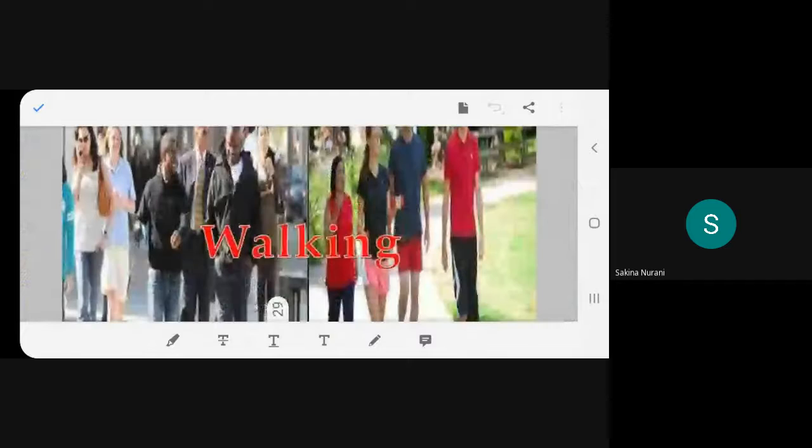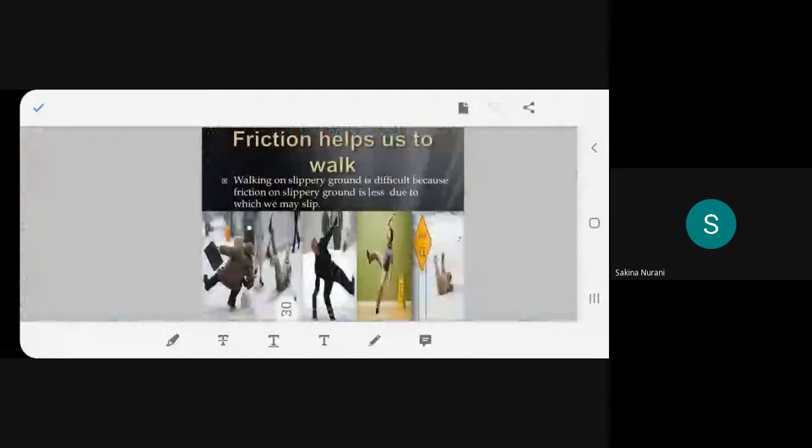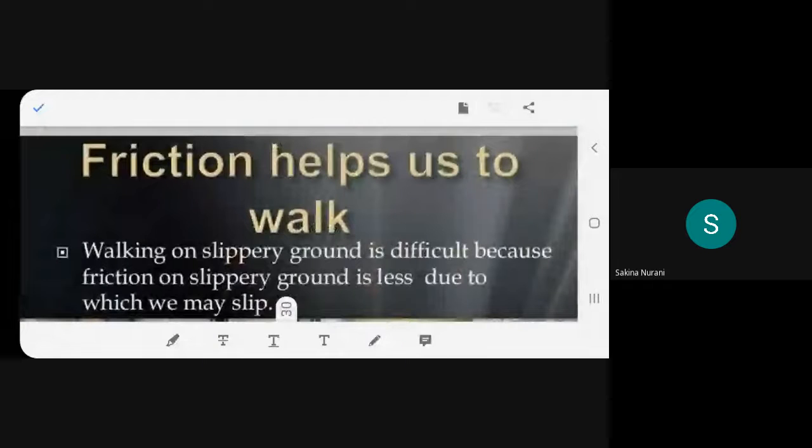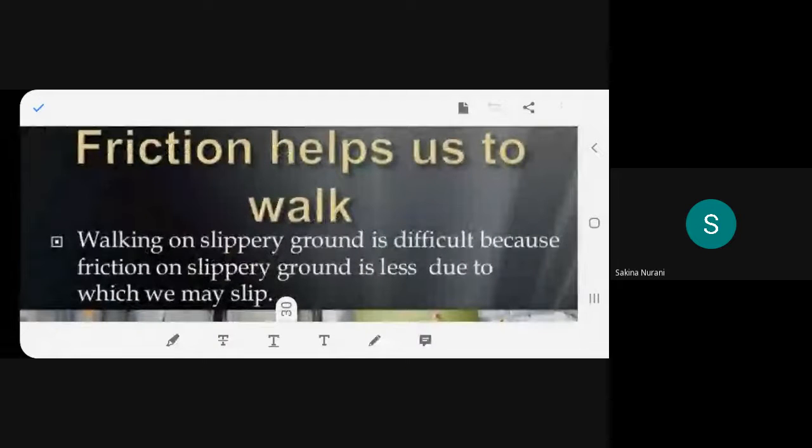Now you're walking. So you can see, all of them are walking. They don't fall. This is the case, that is balanced. Friction helps us to walk. Please read. Friction helps us to walk.